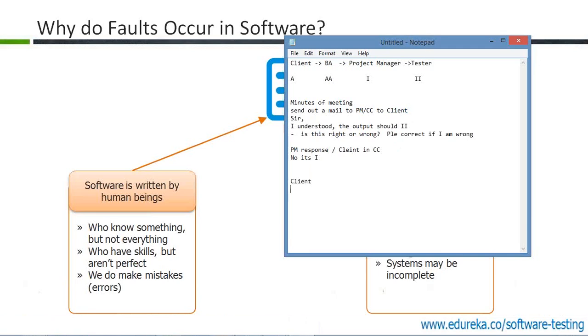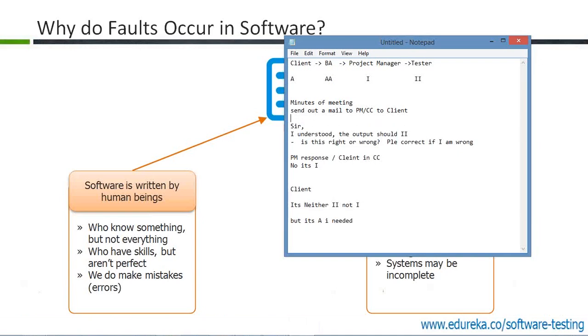Now, since the client is also in CC, the client will give feedback. The client would say, boss, it's neither II nor I, but it's AI. You understood? So your communication plays a very important role in this picture to overcome all these barriers. Just see the flow I have written. In the minutes, the client said A and the BA interpreted it as AA. The project manager said I and you interpreted it as II.